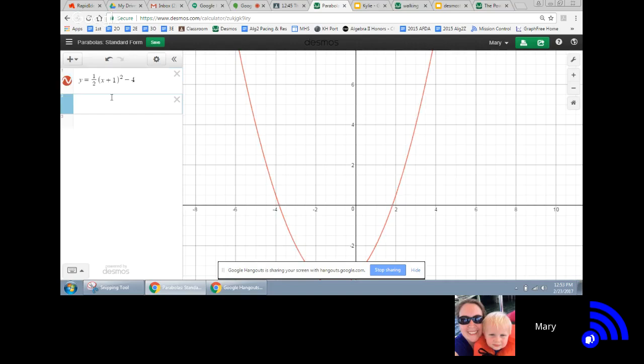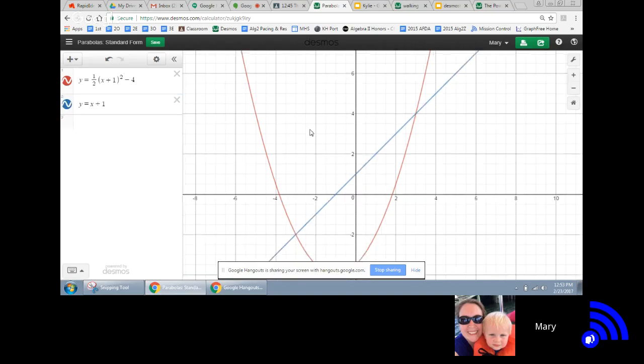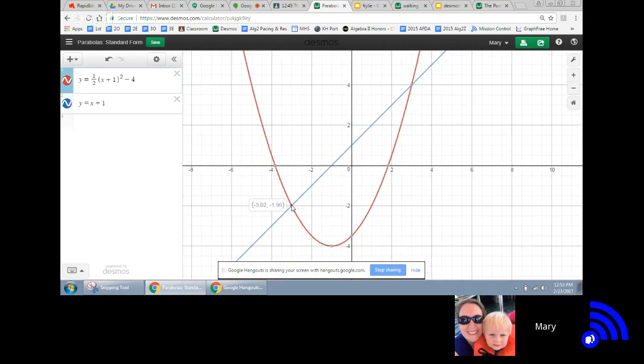And then my second one would show that there are two solutions, and you can just hover over those and click on them and it'll tell you what those two solutions are. In addition to being able to do equations, you can also do inequalities.